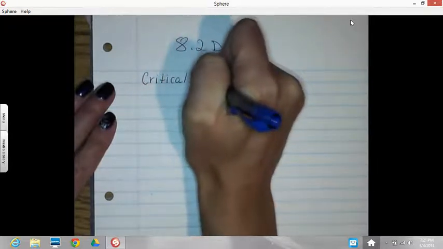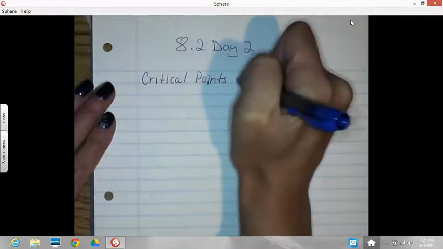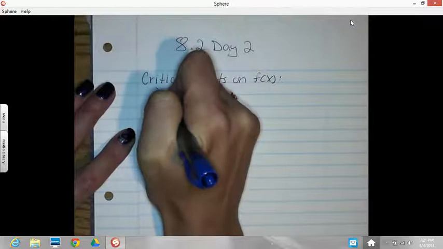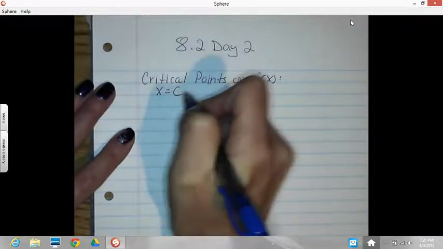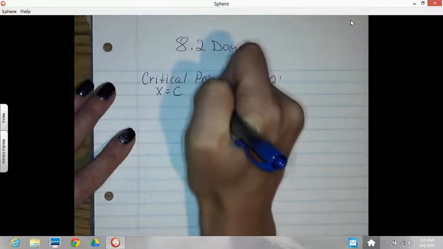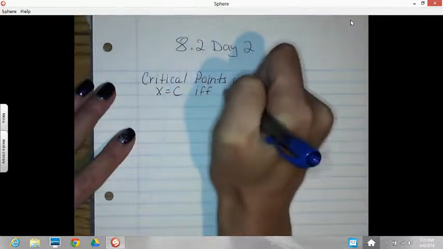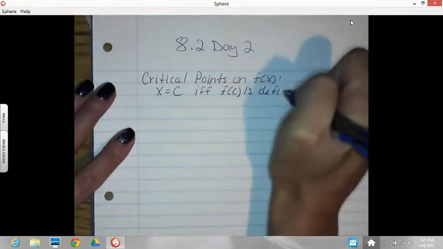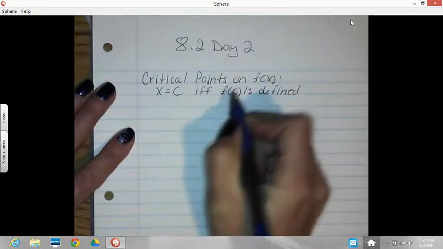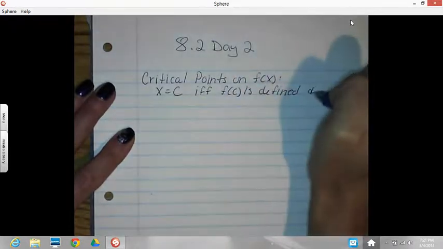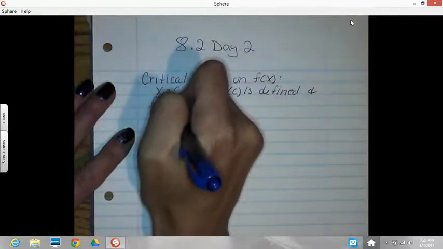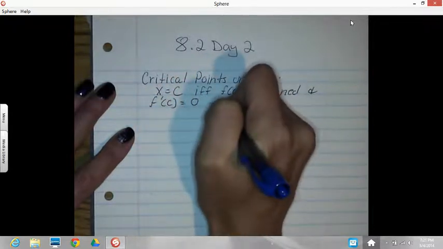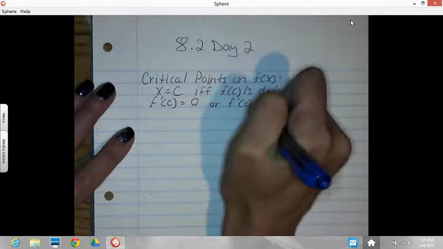Critical points on a function happen at x equals some c value if and only if f of c is defined, so there has to be a point on f at this particular spot you find, and this is what's key: the first derivative of that c value either equals 0 or the first derivative of that value is undefined.